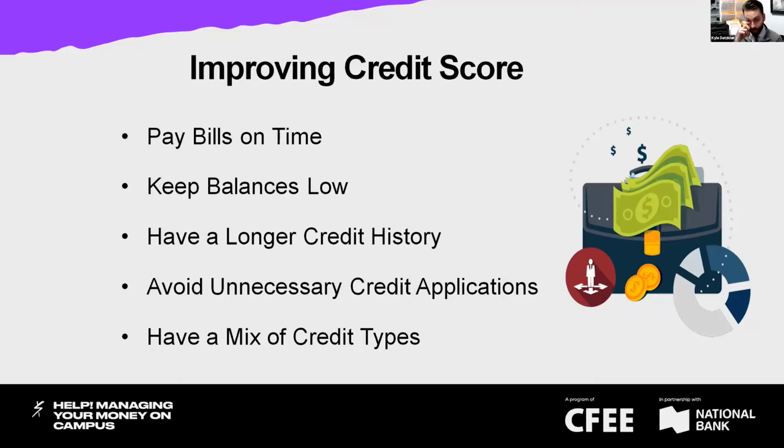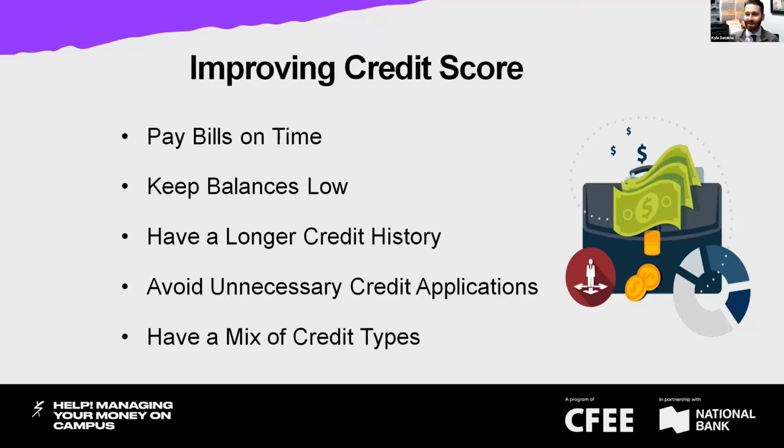Another way is to avoid unnecessary credit applications. Your credit score can decrease slightly each time you apply for credit, such as a new credit card or auto loan. This is also called a hard inquiry, like we talked about, between a hard and soft inquiry. The decrease is usually temporary and not substantial, but some lenders may consider you having too many credit applications within a short period of time as a warning flag.